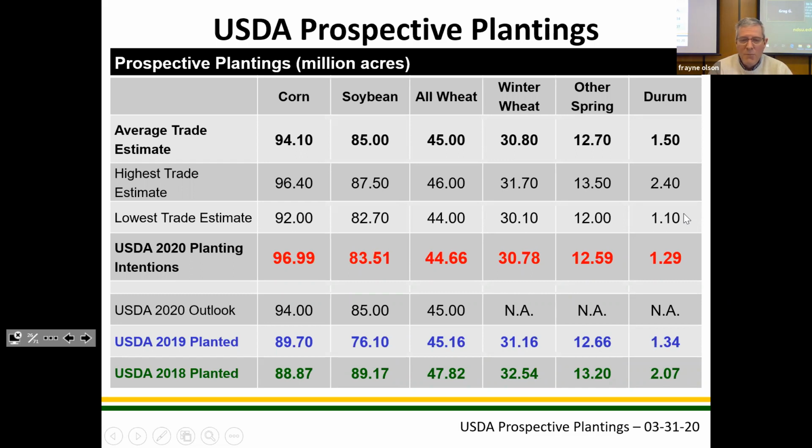The red line in the middle is what actually came from the USDA report. So again, this is what farmers said. This is our planting intentions. Now, that can change. It can shift because of market conditions. It can shift because of planting conditions and what the spring looks like. But what farmers are saying is our intentions at that point was to plant about 97 million acres of corn and about 83.5 million acres of soybeans. So a bigger shift into corn and out of soybeans than most of the trade people were expecting.